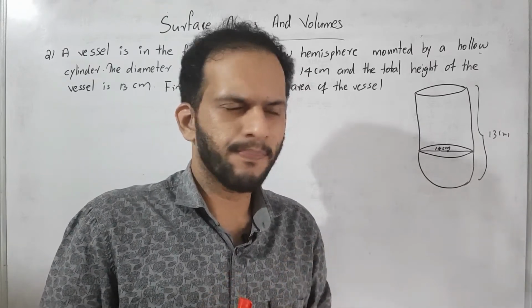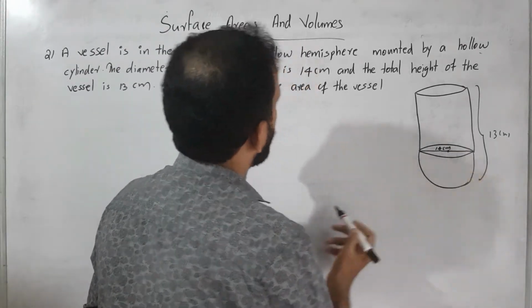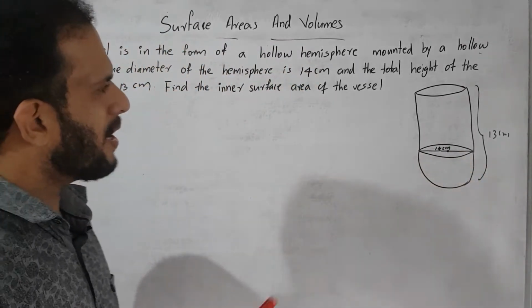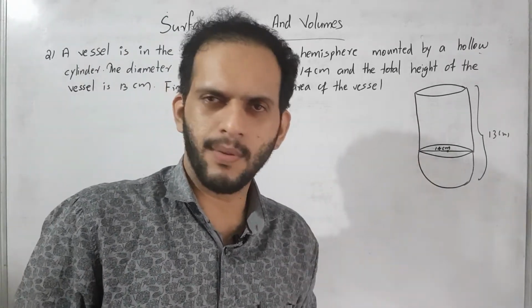It's possible to join. Then here what is the diameter of the hemisphere? The diameter of the hemisphere is 14, means what is the diameter of a cylinder? The diameter of a cylinder is also 14 centimeter.